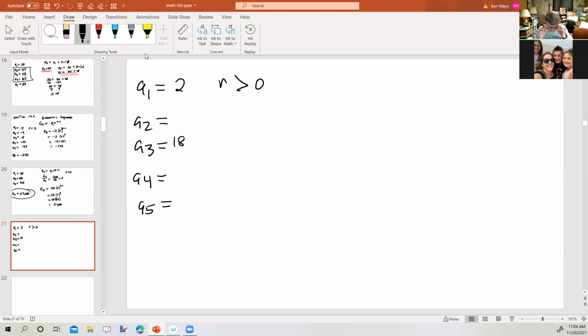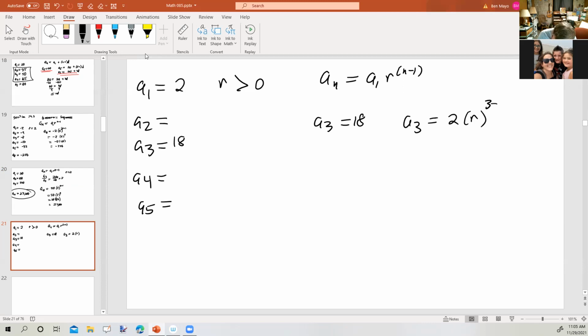Now, we're going to use the formula a sub n equals a sub 1 times r to the n minus 1 power. We know that a sub 3 is 18 because it's given. We also know that a sub 3 equals a sub 1, which is 2, times r, we don't know what r is yet, to the n minus 1 or 3 minus 1 power. So a sub 3 is 2r squared, and a sub 3 is also 18. Therefore, 18 equals 2r squared.